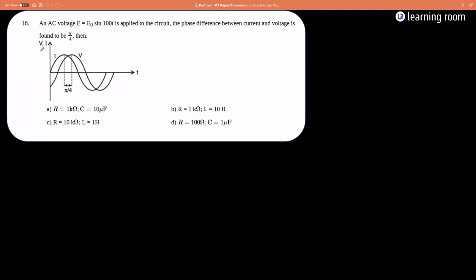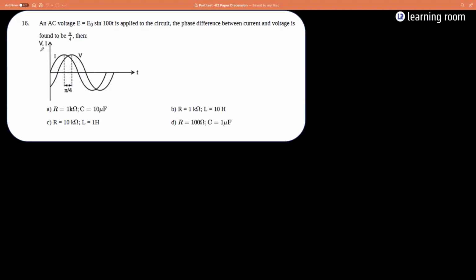Sir, I actually just substituted the options, sir. I don't know how to do it. But how did you substitute? That's what I'm asking. What logic did you use? Voltage is leading the current by pi by 4.